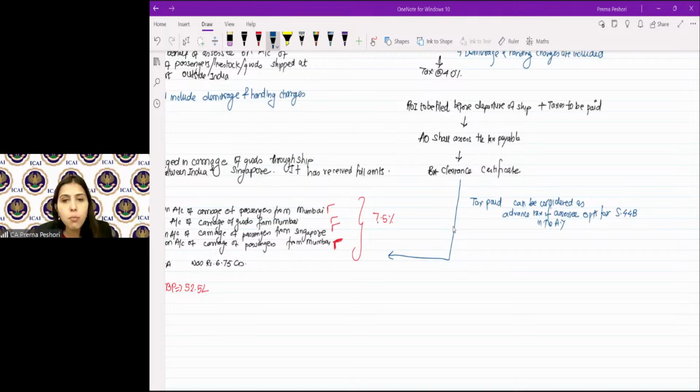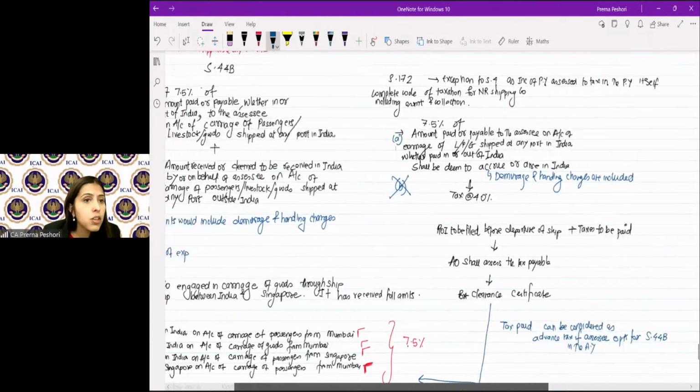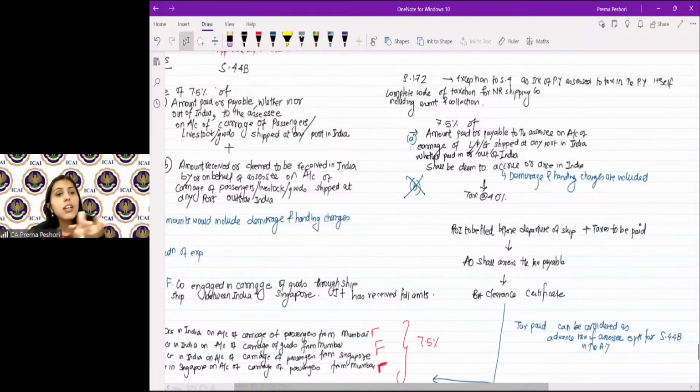Thank you, Ramesh. Thank you so much. Namrata, there is a difference of only one particular point. In section 172, point B, which is there in 44B, is not present. Only point A of 44B is present. So the amount received or deemed to be received in India on account of the carriage of LPG shipped at any port outside India is not there in section 172.